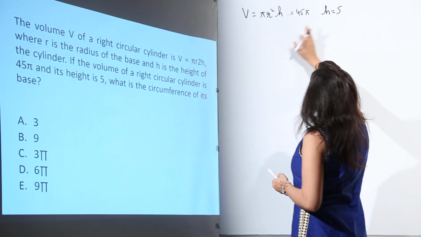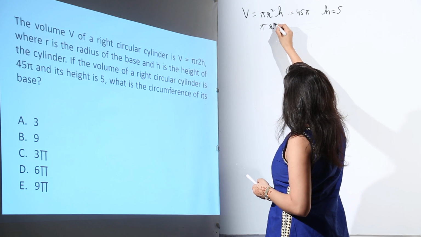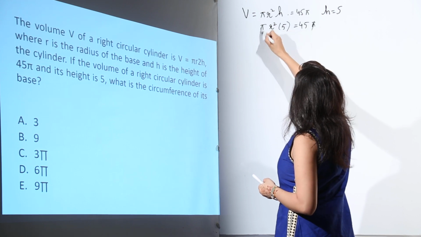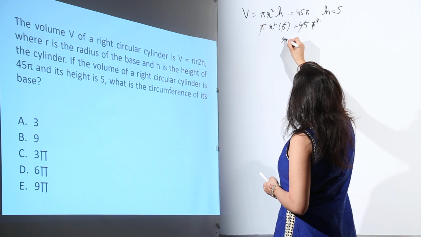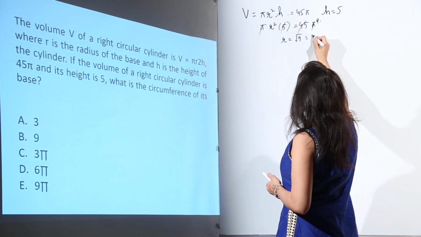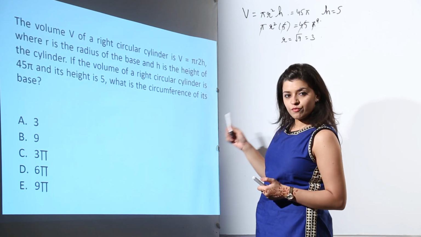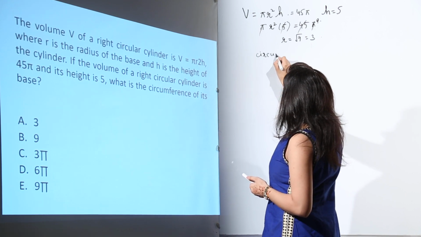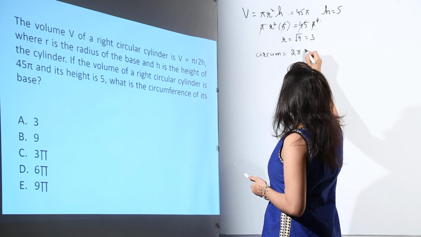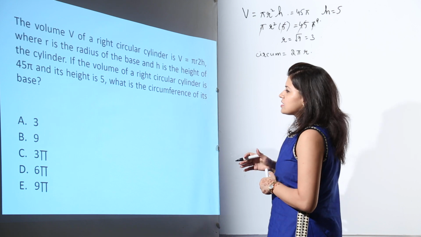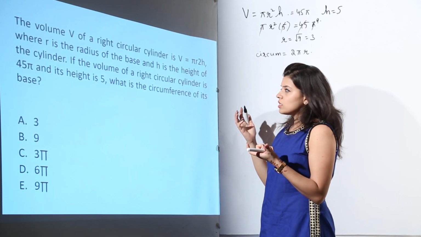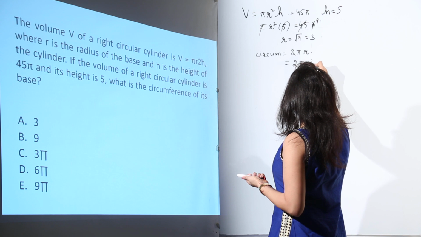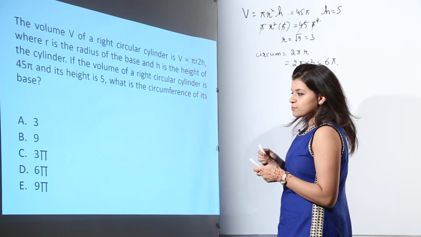Let us substitute the values. Pi, we do not know the value of r square, height is 5, which is equal to 45 pi. From this we can calculate the radius, that will be under root of 9, that is 3. Now we have to calculate the circumference of the base. The formula for circumference is 2 pi r, that is the circumference of the base of the right circular cylinder, that is 2 into pi into 3, that will give us the value as 6 pi.